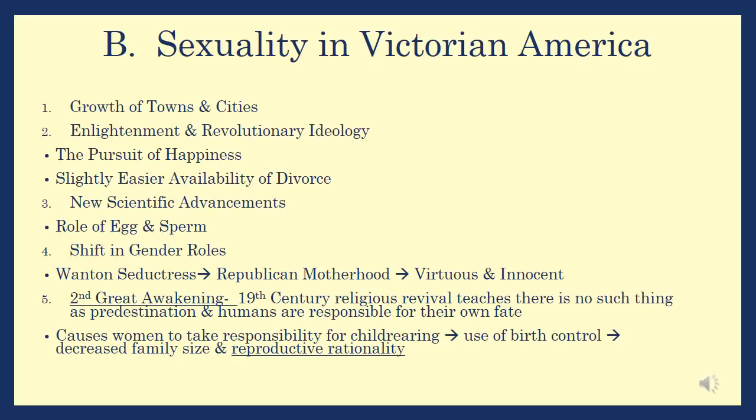And women really take this to heart, and they realize that they can take responsibility for child rearing, and they don't necessarily have to have a certain number of children just because it is what would naturally have happened. And that means that there's an increased use of birth control, it brings a decrease in the size of families, and it brings about what is known as reproductive rationality. And many people today practice reproductive rationality, where you wait until you've actually decided to have a child to become pregnant, rather than seeing what the fates might bring to you.